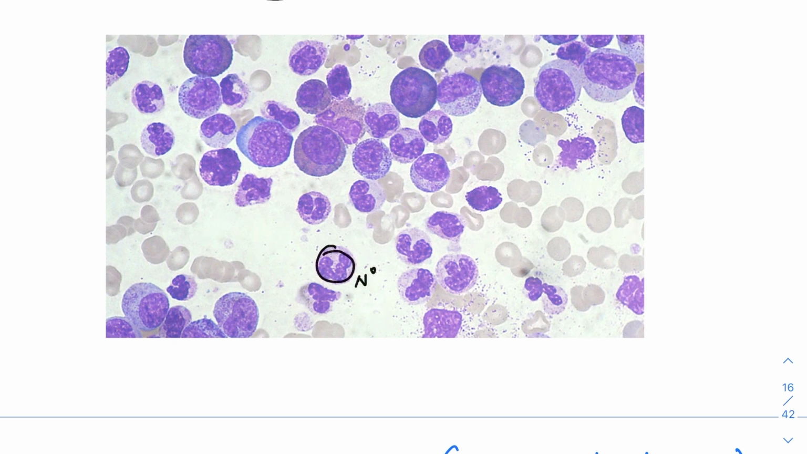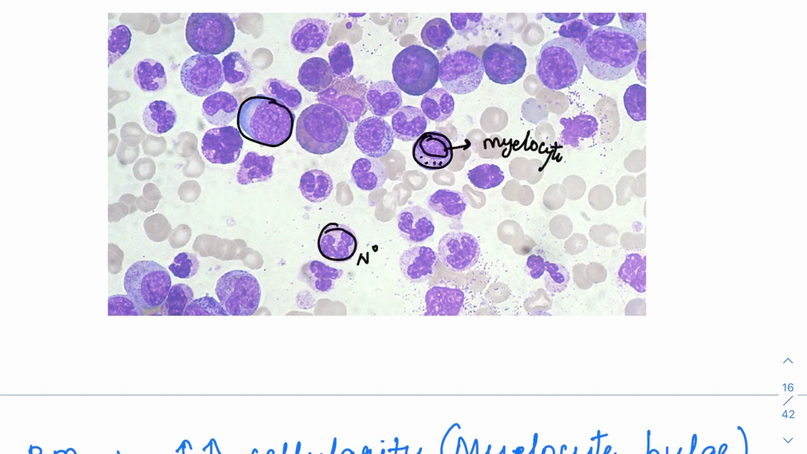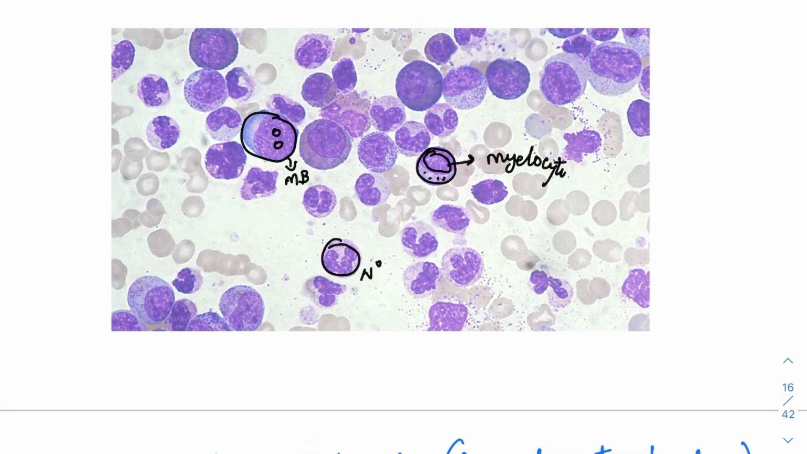If you see here, this cell is a mature neutrophil, right? And here, this cell is having a D-shaped nucleus along with the granules. So this is going to be a myelocyte. And this cell here is a large cell, and it is having a nucleolus. So it is going to be a myeloblast over here. Then apart from that, you are having some cells which are having indentations as well. Like in this case, this nucleus is having an indentation. So this will be a metamyelocyte.